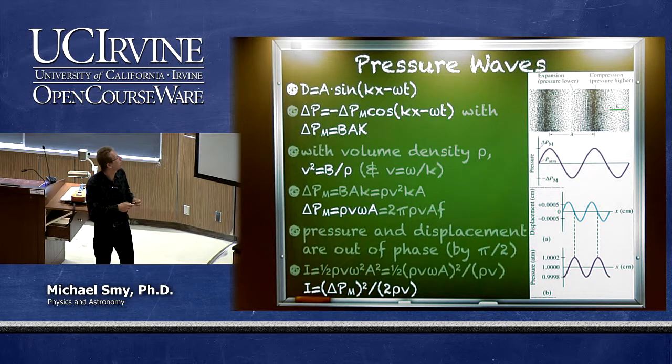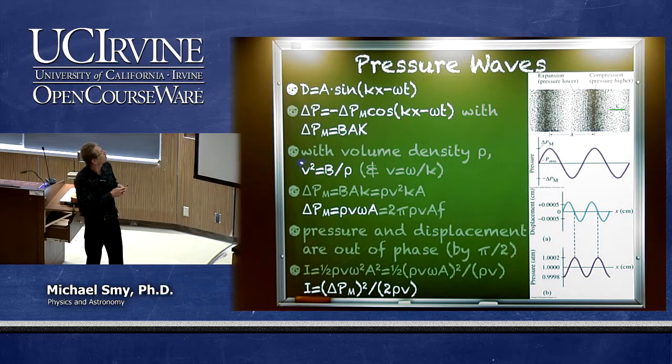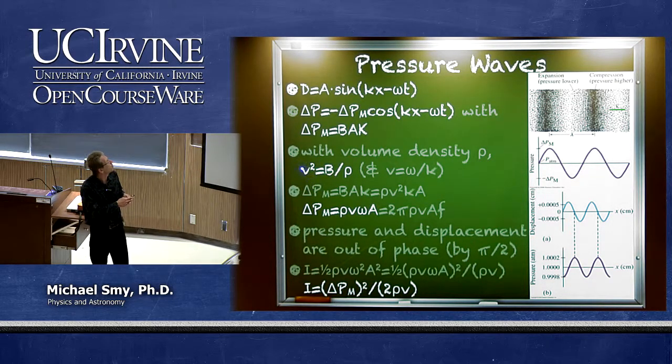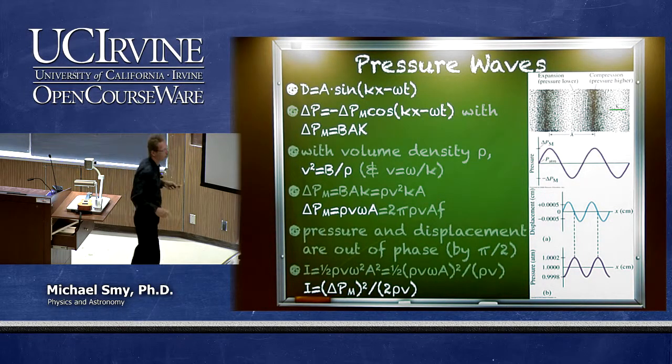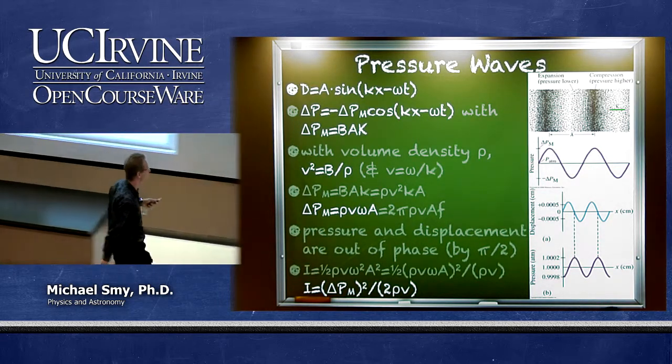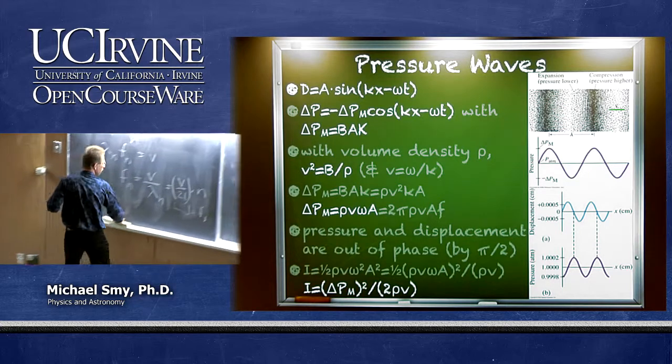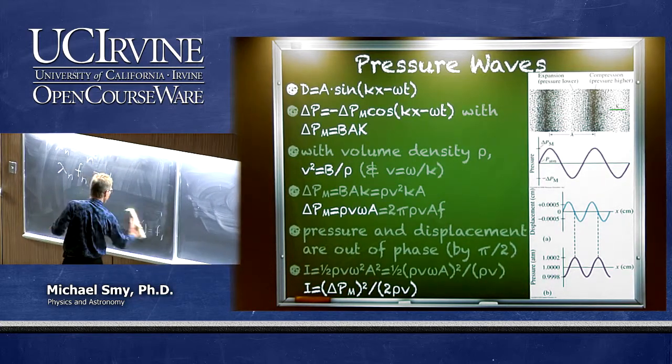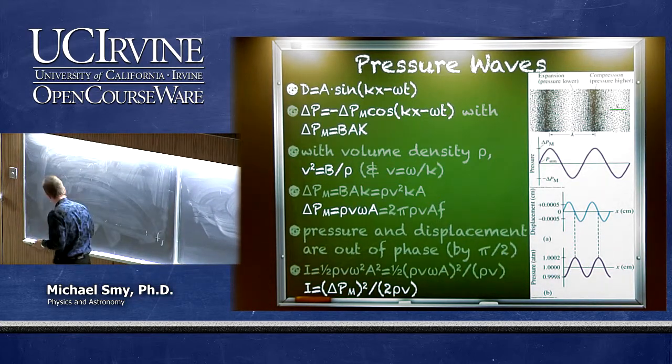Both descriptions are equivalent, however. Moreover, if we make use of the phase velocity, which can be expressed as the bulk modulus divided by the volume density rho, I can motivate that this is very similar to the wave velocity we had on a rope.